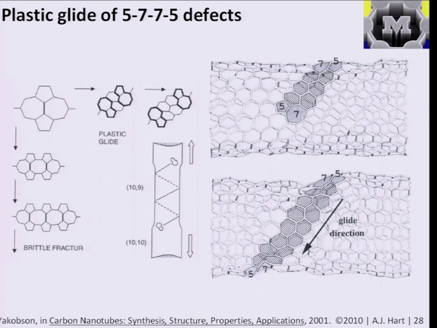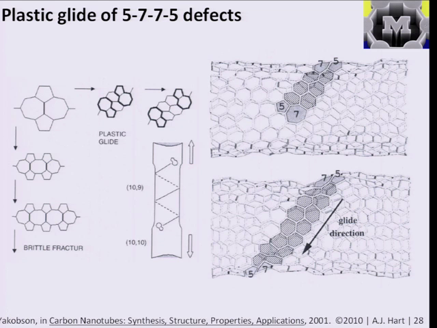But there is also a different way to look at it. If you had many defects, missing atoms or extra atoms, you may not always have this perfect 5775 structure. But the motion of the defects, where you could effectively assign a dislocation direction, is what governs the deformation and change of shape.